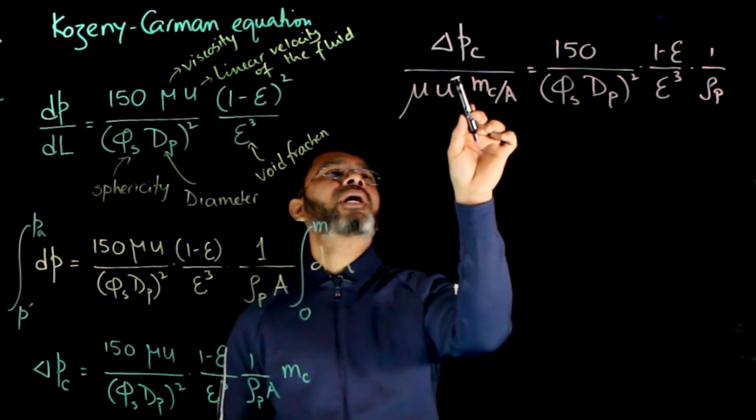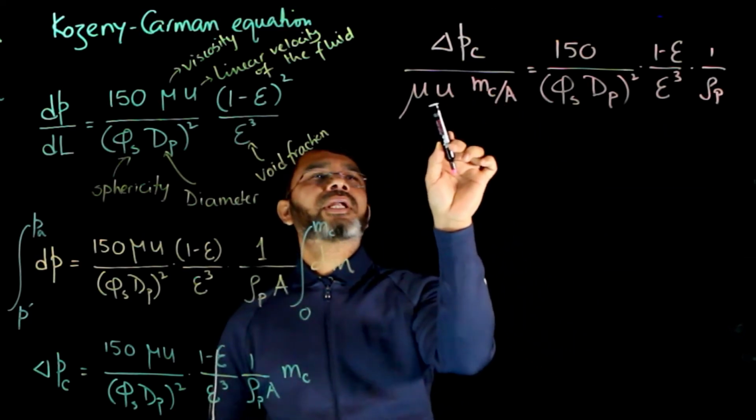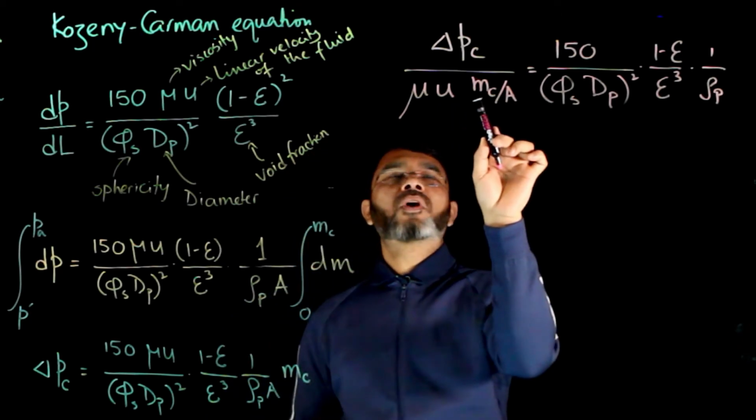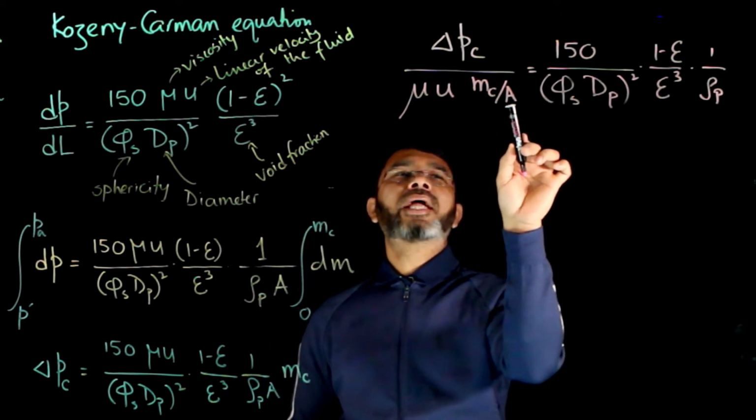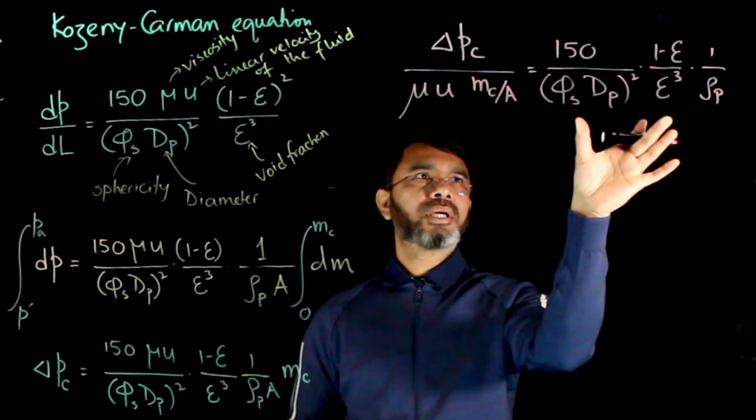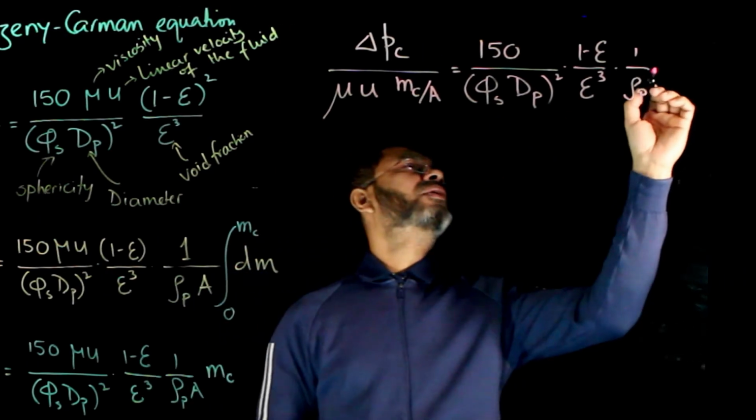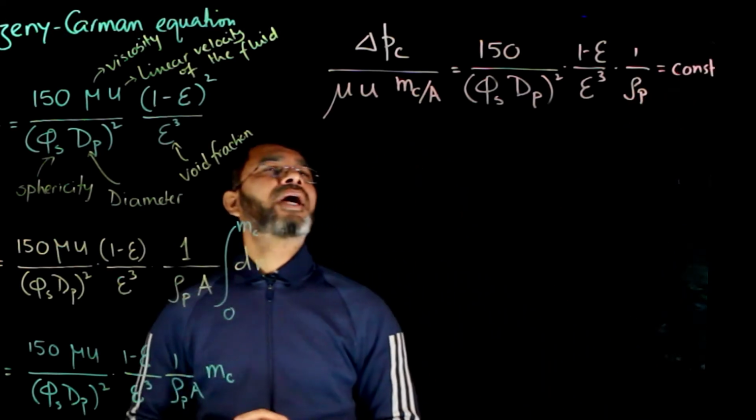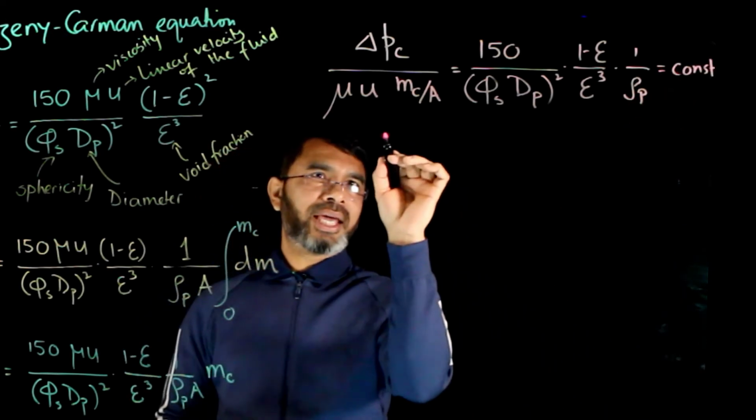On the left hand side, we have the viscosity of the fluid, the linear velocity, the mass of solid in the cake, then the area, and this delta Pc. So these are all solid properties which are constants. This constant is what is called the specific cake resistance.